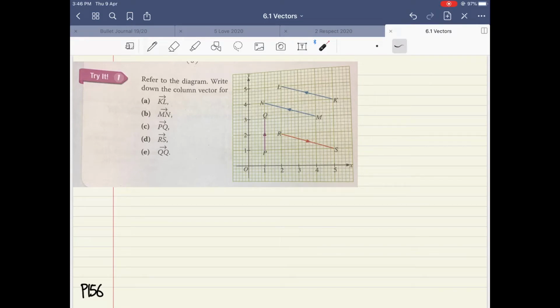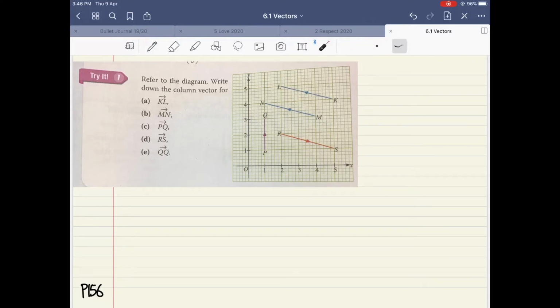Now, just some simple practice. If you want to, pause the video and try out these questions, please feel free to do so. If not, I will just carry on and explain how we get the column vectors for these 5 vectors. I shall first begin with vector KL.